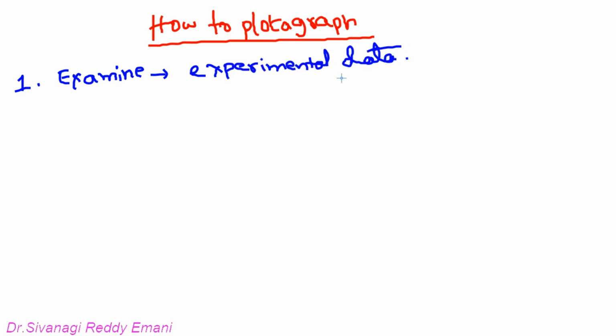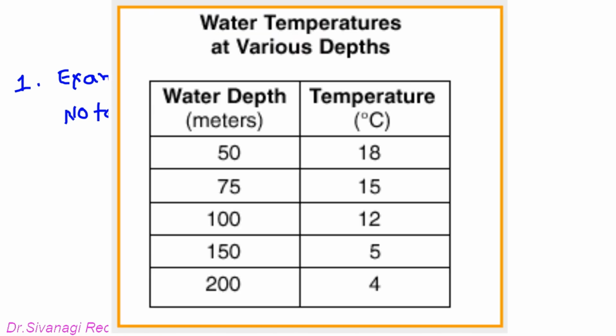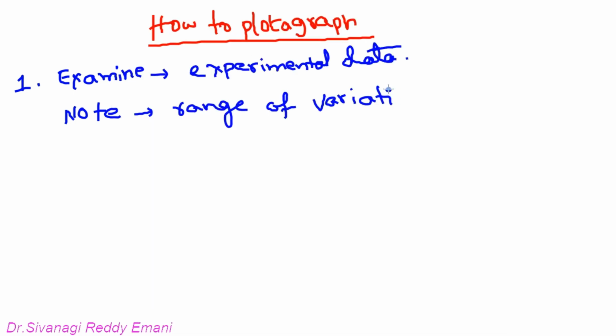Next, how to plot a graph. First step, examine the experimental data. On the x-axis, what is the minimum and what is the maximum; then on the y-axis, what is the minimum and what is the maximum. We have to note the range of variables. By seeing the data, we have to note the minimum and maximum values, and what the interval is, whether they are evenly distributed or have different values. So note the range of variation of the two variables to be plotted.